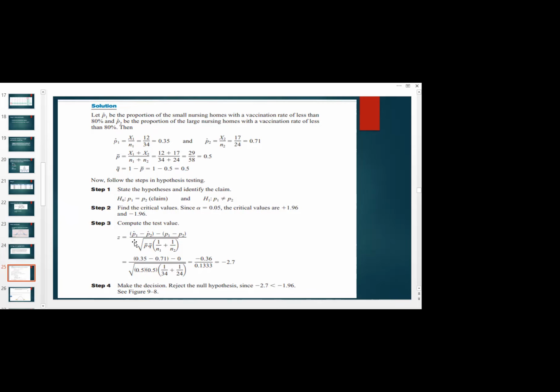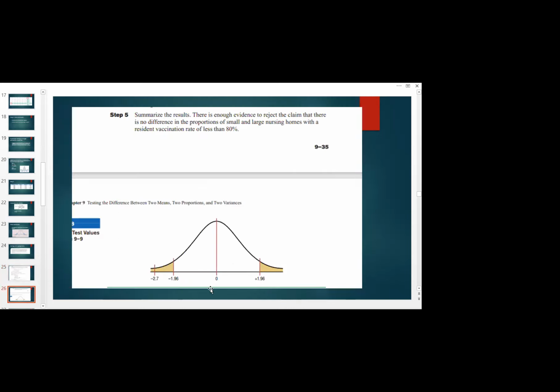Now the formula of Z is P1 hat minus P2 hat minus (P1 minus P2), over the square root of p q times (1 divided by n1 plus 1 divided by n2). So we assume that P1 is equal to P2, so this value becomes 0. And when we compute the rest of the values, it is minus 2.7. So minus 2.7 is in the critical region. Minus 2.7 is here. So our critical values were minus 1.96 and plus 1.96. So we will reject the null hypothesis.